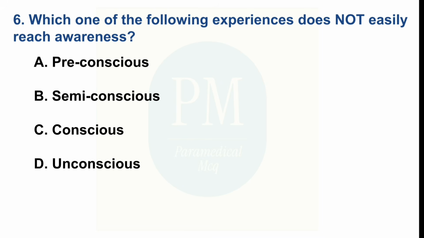Which of the following experiences does not easily reach awareness? Option A, preconscious. Option B, semi-conscious. Option C, conscious. Option D, unconscious. The correct option is option D, unconscious.